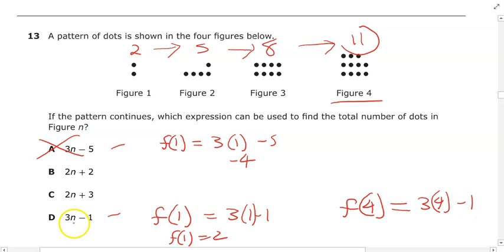So 3 times n minus 1, 3 times 4 minus 1, I do get 12 minus 1, or 11. And if I check the other ones, 9 minus 1, I get 8, 6 minus 1, I get 5. So this one does work for all of the figures and the number of dots.